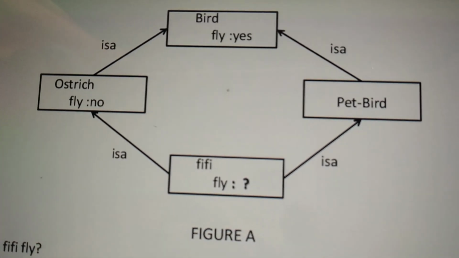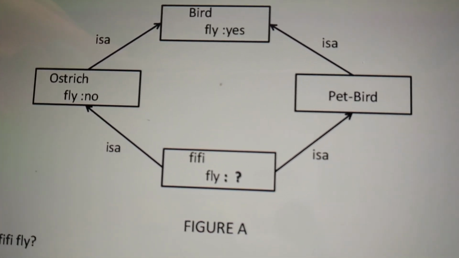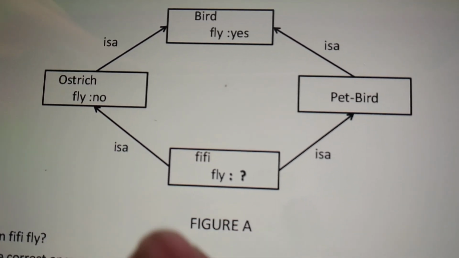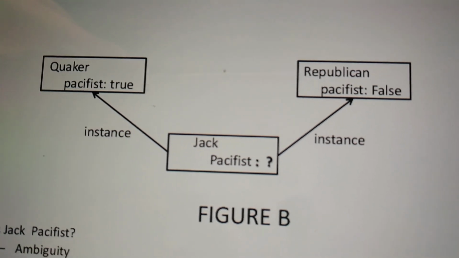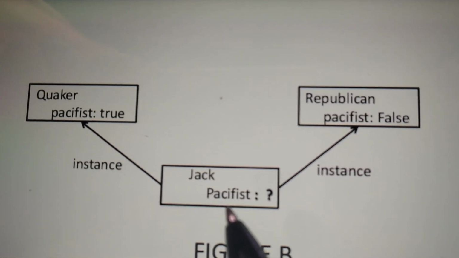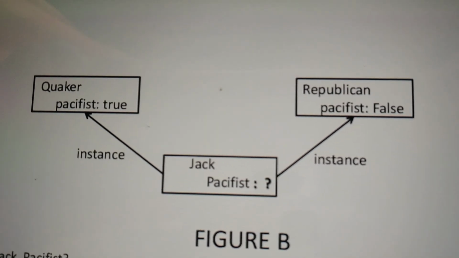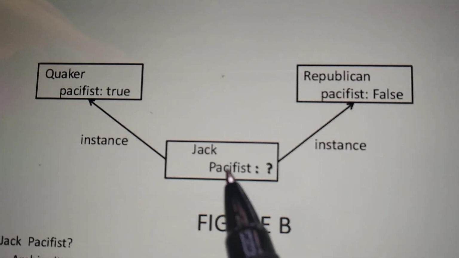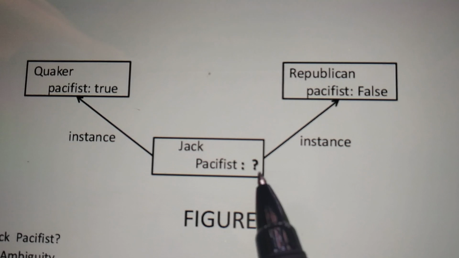So it gives the correct answer now. For the previous algorithm also this was giving the correct answer. But now let's see figure B. When you consider figure B, for Jack, we need to find out whether he is pacifist or not.